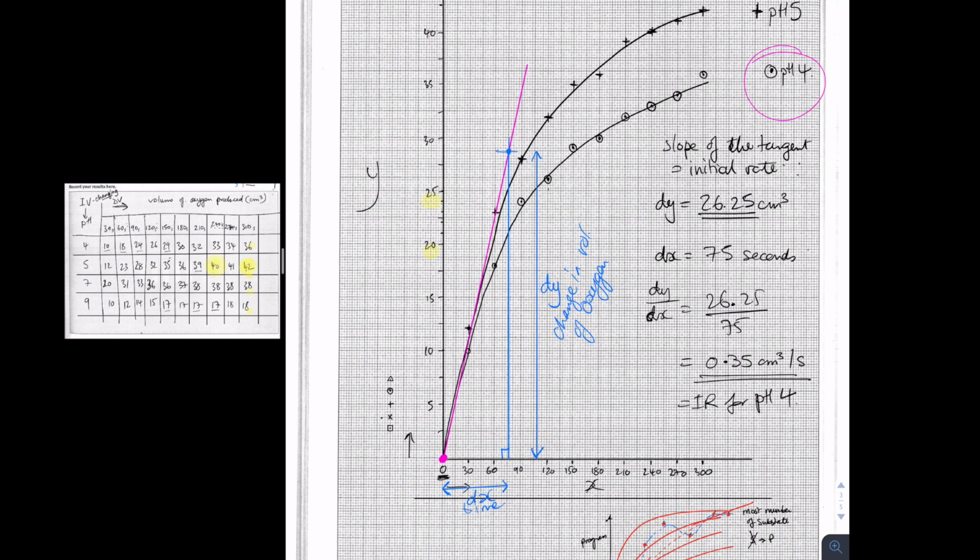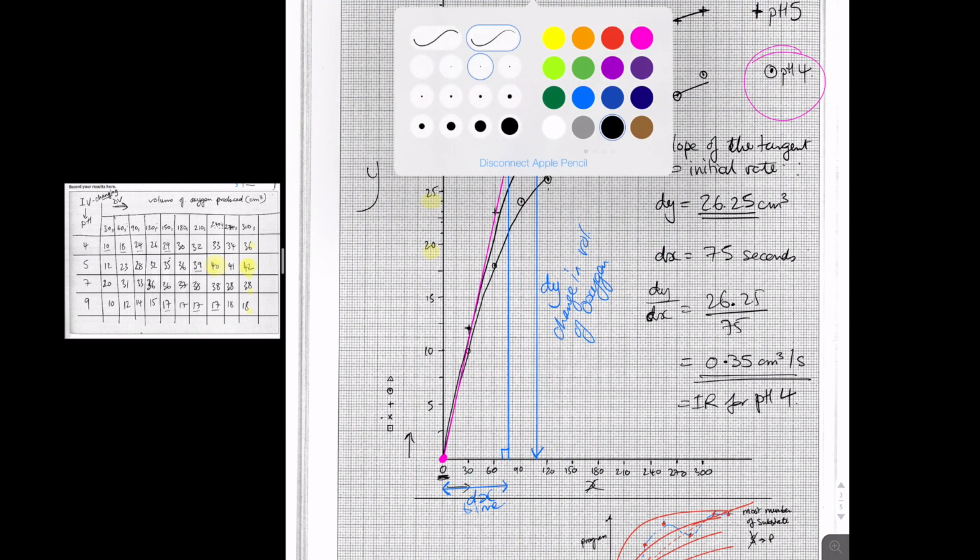Yes, the graph would get a little bit busy, but I'm sure you can negotiate that. And if you don't want it to get too busy, then don't draw many graphs on one graph paper. Use separate graph papers to draw your separate graphs, using the same axes for accuracy and reproducibility, and then determine your different initial rates. Okay, and so if I just use a different color here, let's use red.